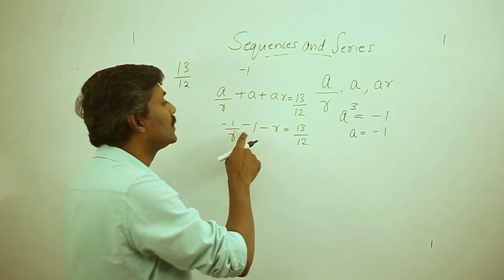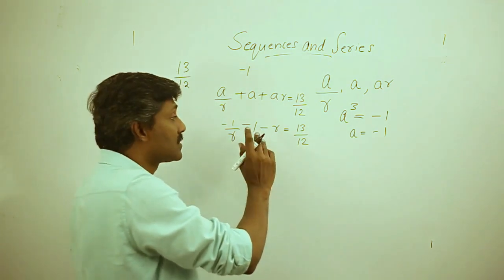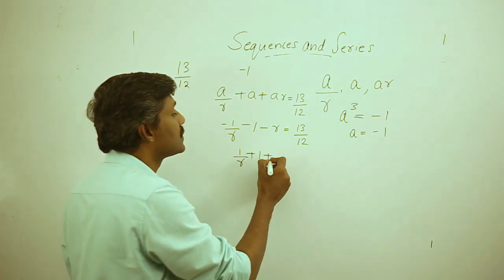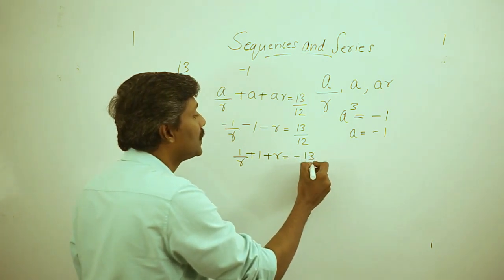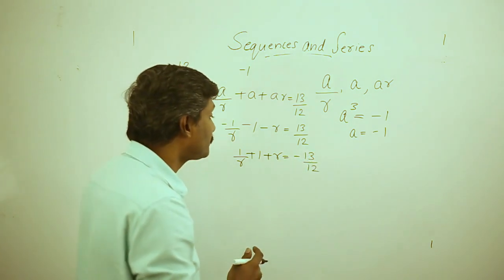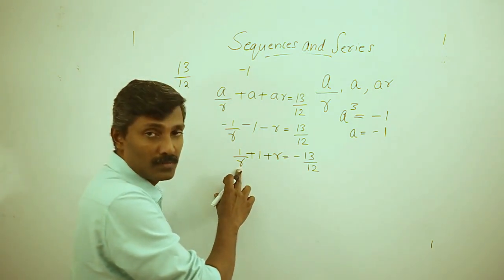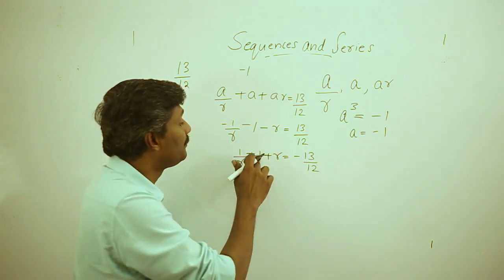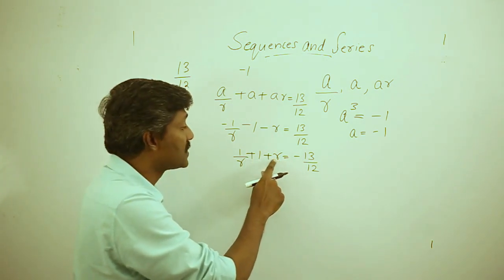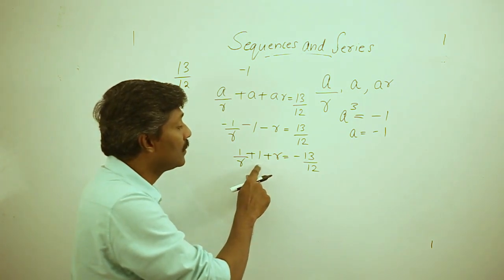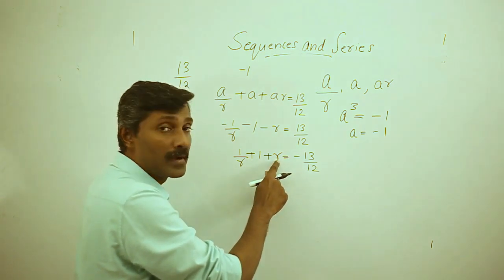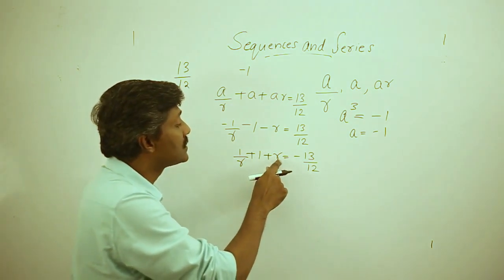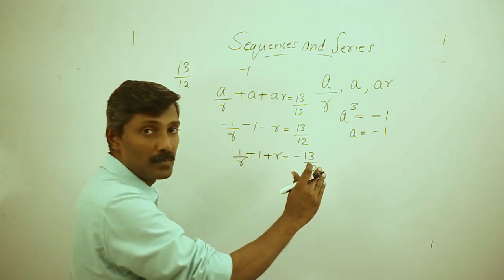Now, all the terms on the left side are negative. Let's transfer that negative to the right side. So this becomes 1 by r plus 1 plus r is equal to minus 13 by 12, right? Let's take the LCM on the left side, which is r. The second and third terms have denominator 1, but the first has denominator r, so the LCM is r, and both these terms get multiplied by r and the whole thing gets divided by r.